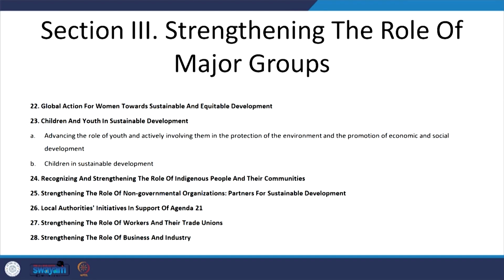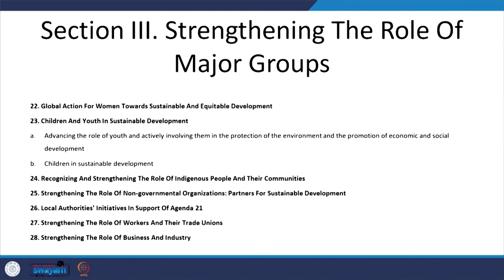These were all part of Section 2, which largely focused on the environment. Section 3 talks about strengthening the role of major groups. Now, the groups identified through various agendas in Section 3 are, first, women: global action for women towards sustainable and equitable development. Second is children and youth in sustainable development. Understanding that children and youth can be trained right from their early ages and become instrumental in driving sustainable development, a larger emphasis was placed on their role.